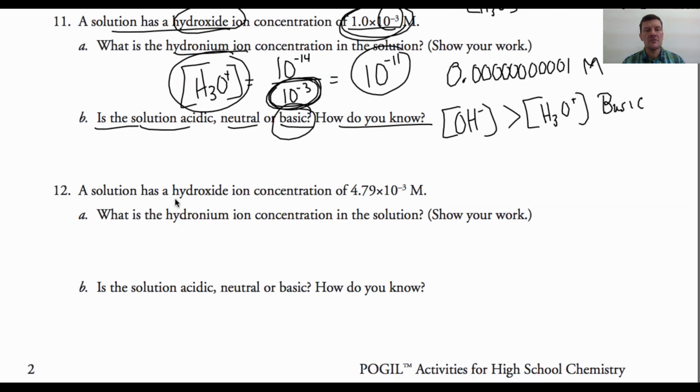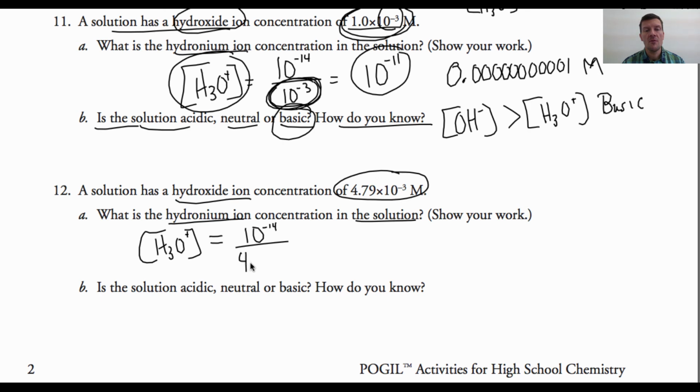A solution has a hydroxide ion concentration of 4.79 times 10 to the negative 3. What is the hydronium ion concentration of the solution? Again, hydronium. To find this, you're going to take 10 to the negative 14 and divide by 4.79 times 10 to the negative 3 on your calculator. And whatever number that is, that's your concentration of hydronium.